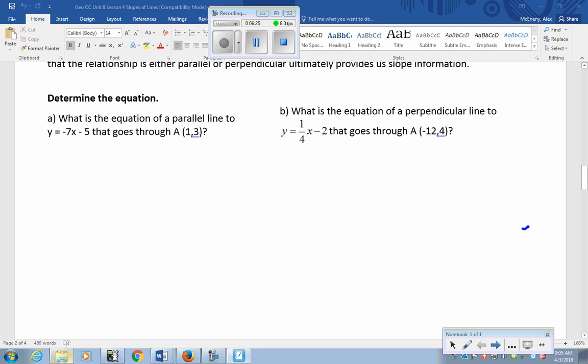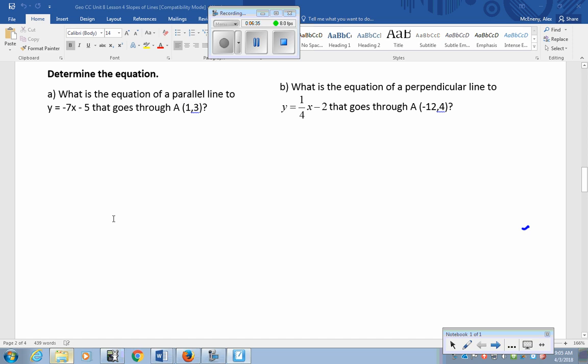Now we're going to talk about examples where you have an equation and you're trying to figure out what line would be parallel or perpendicular to it. So you have to make sure that you determine whether they want parallel or perpendicular. In this case, for our first equation, -7x minus 5, we know that the slope is -7. Now with our new equation, we need to make sure we use that same slope.